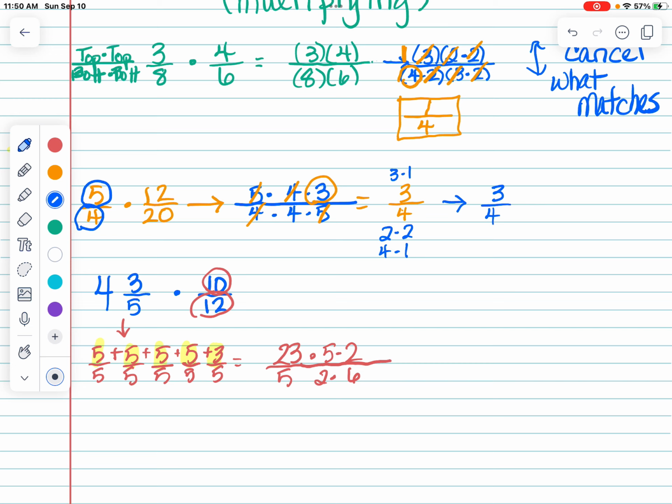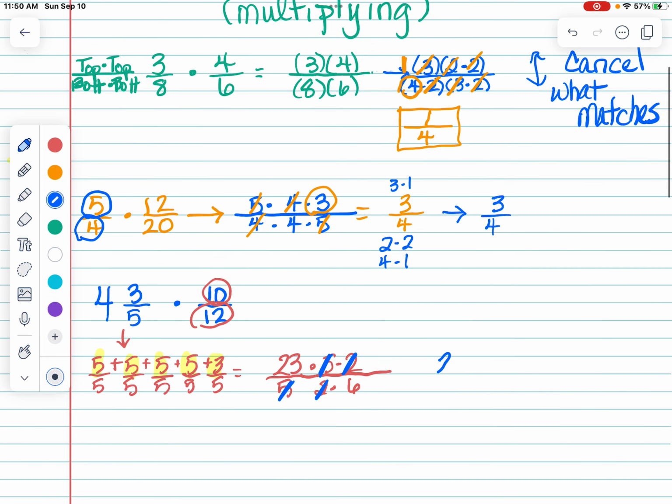Because now it's happy canceling. This 5 goes away with this 5. This 2 gets rid of this 2. 23 is a prime number, so that's as low as it can go. And 6 is 3 and 2, but 23 is prime, so neither one of those work.